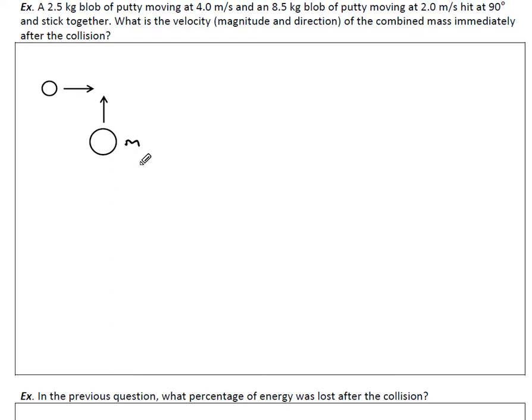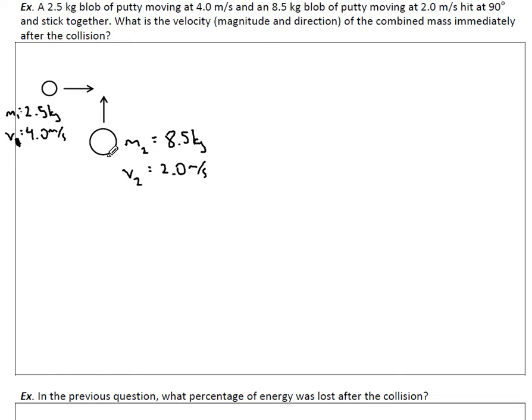So I have, let's call this M2, and this is our 8.5 kilogram blob, and our velocity is initially 2 meters per second. This other one, we have a 2.5 kilogram object, and let's call it M1, and it's initially traveling at 4.0 meters per second. So we have to recognize that the small one only has momentum in the x direction, and this big one only has momentum in the y direction.